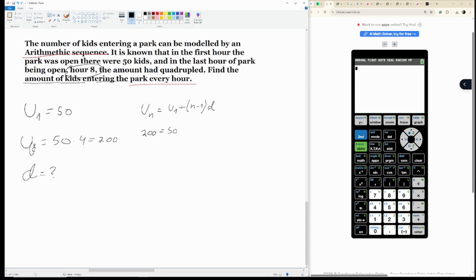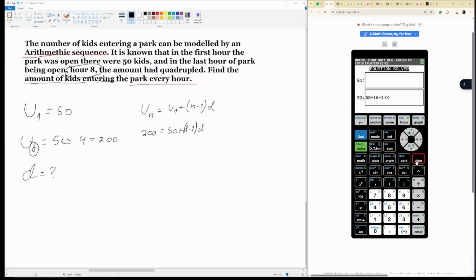And since we're looking at the 8th power, it's 8 minus 1 times d. And d is what we don't know. If you're new to IB, then I suggest you click on Math and Numerical Solver. A numerical solver is one of the best functions because it just does the math for you. So you can put in 200 equals 50.